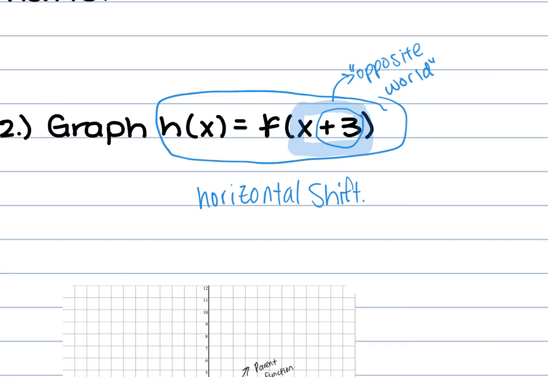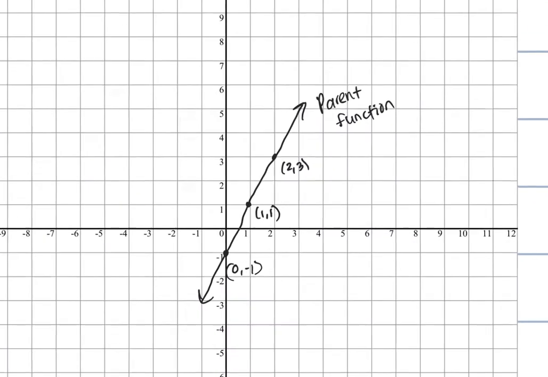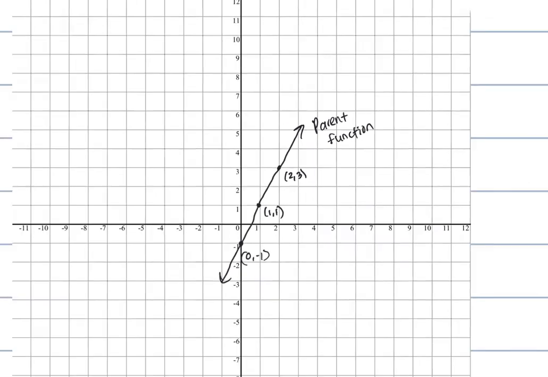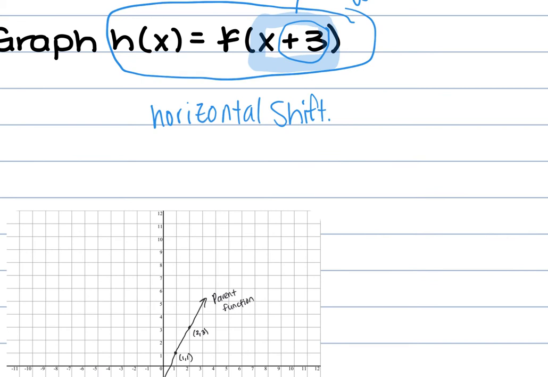Now, when you plus 3 horizontally, would that indicate that we should move our graph, if we're adding 3, to the right or to the left? Carl? Right. To the right. That's what most people would think. If you're adding 3, you're going to move your graph to the right. Since it's an opposite world, guess where we move it? To the left. So, you're going to write that this is a horizontal shift, 3 units to the left.